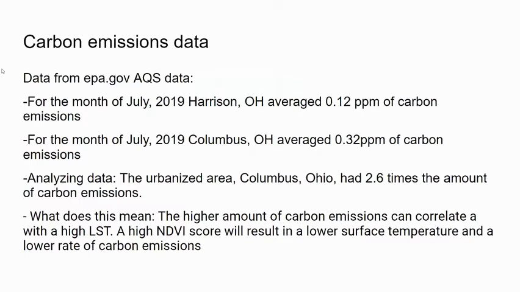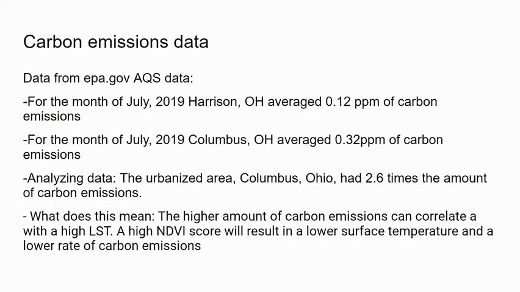Our carbon emissions data was from EPA.gov, and EPA used the AQS system. For the month of July 2019, Harrison, Ohio averaged about 0.12 ppm of carbon emissions. For the month of July 2019, Columbus, Ohio averaged 0.32 ppm of carbon emissions. The reason why the carbon emissions levels are so low is because the AQS system measures a specific coordinate point from July 1st to July 31st, 2019.